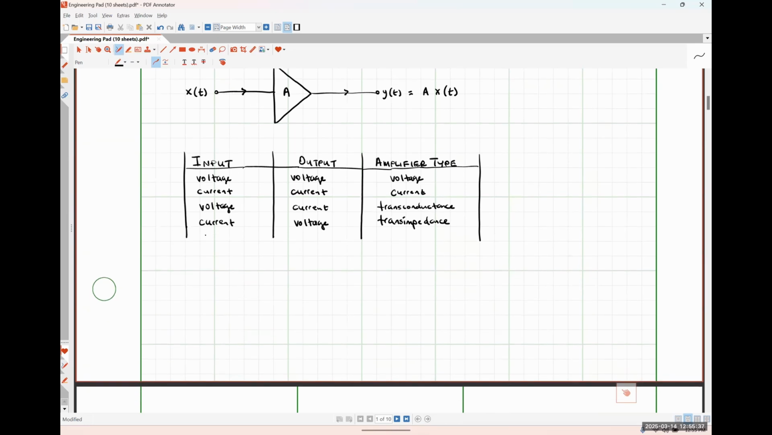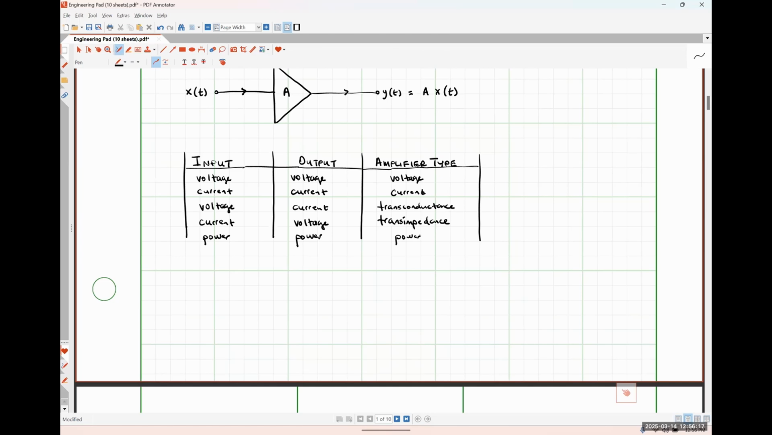Then lastly, if we have essentially power as an input signal and power as an output signal, then we have a power amplifier. Okay. So these are the basic, most simple classifications of amplifiers that we're going to be dealing with in this class. We are largely going to focus on voltage amplifier systems because they are by far the most common type of amplifier systems. And the operational amplifier itself specifically is a voltage amplifier.